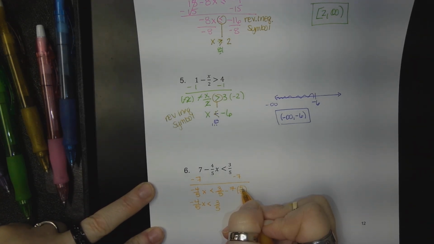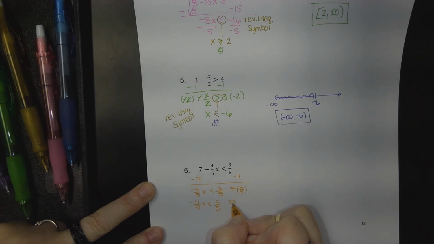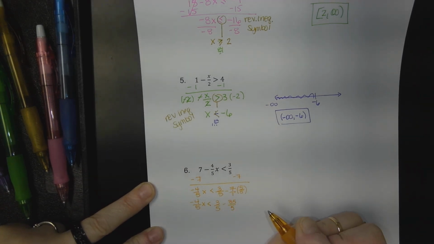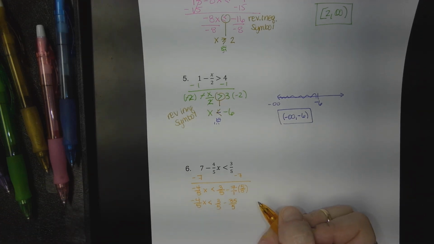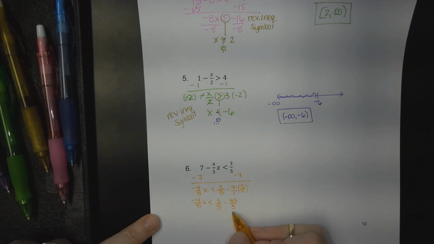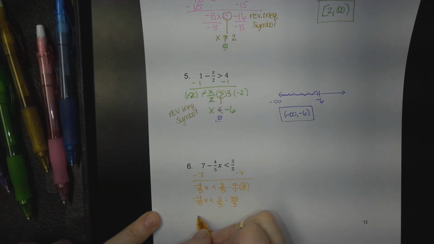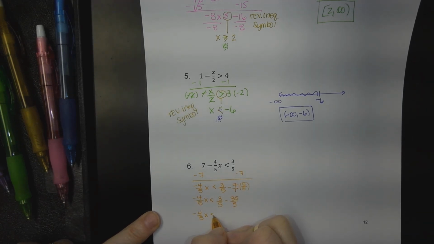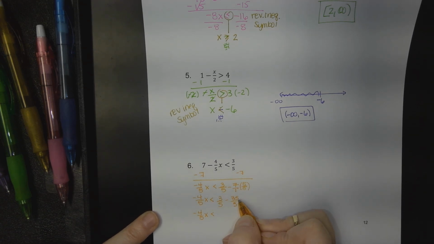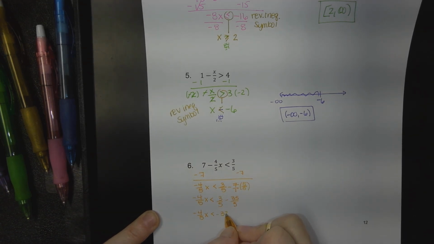And 7 times 5 is 35. And then 5 times, this is like over 1, 5. So if we do that math, we're going to just bring this down again, negative 4/5 x. And then 3 minus 35 is going to be a negative 32/5.